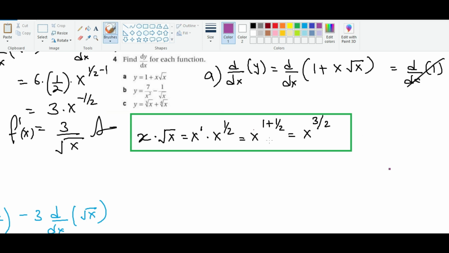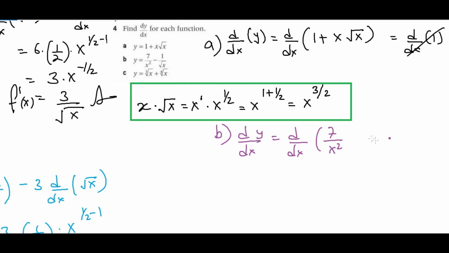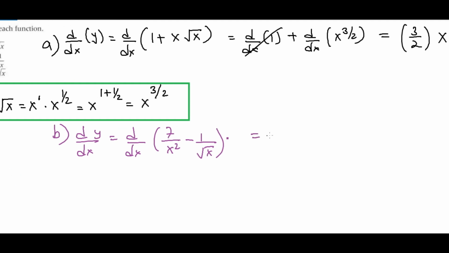B part here. So B part, dy by dx of, on the right side we have 7 by x square minus 1 upon square root of x. Separate it. When you do the separation, you get 7 out, dy by dx of x square, which can be written as x to the power negative 2 when it comes in the numerator. Negative dy by dx of the square root of x, which is x to the power 1 by 2, but when it comes on the top, it's negative 1 by 2.